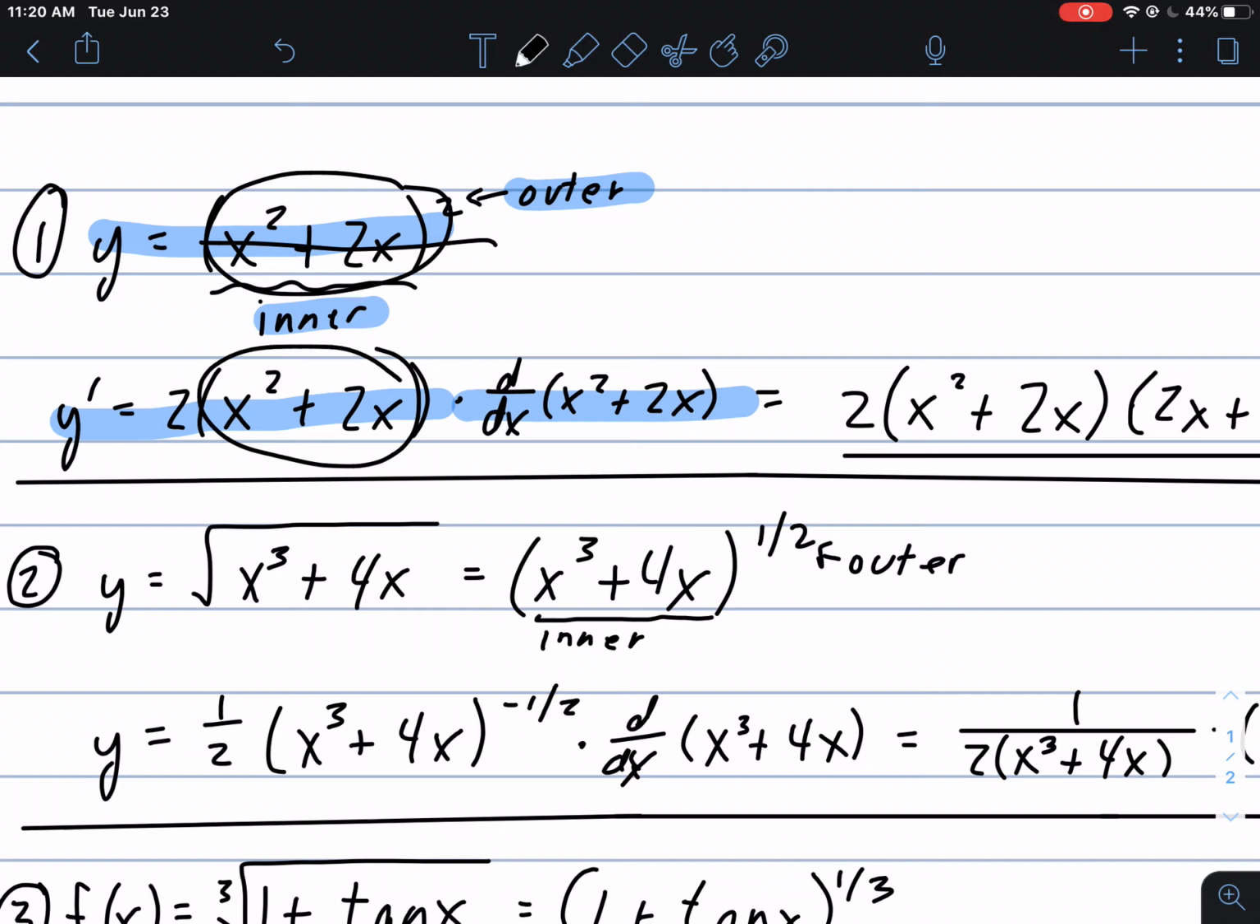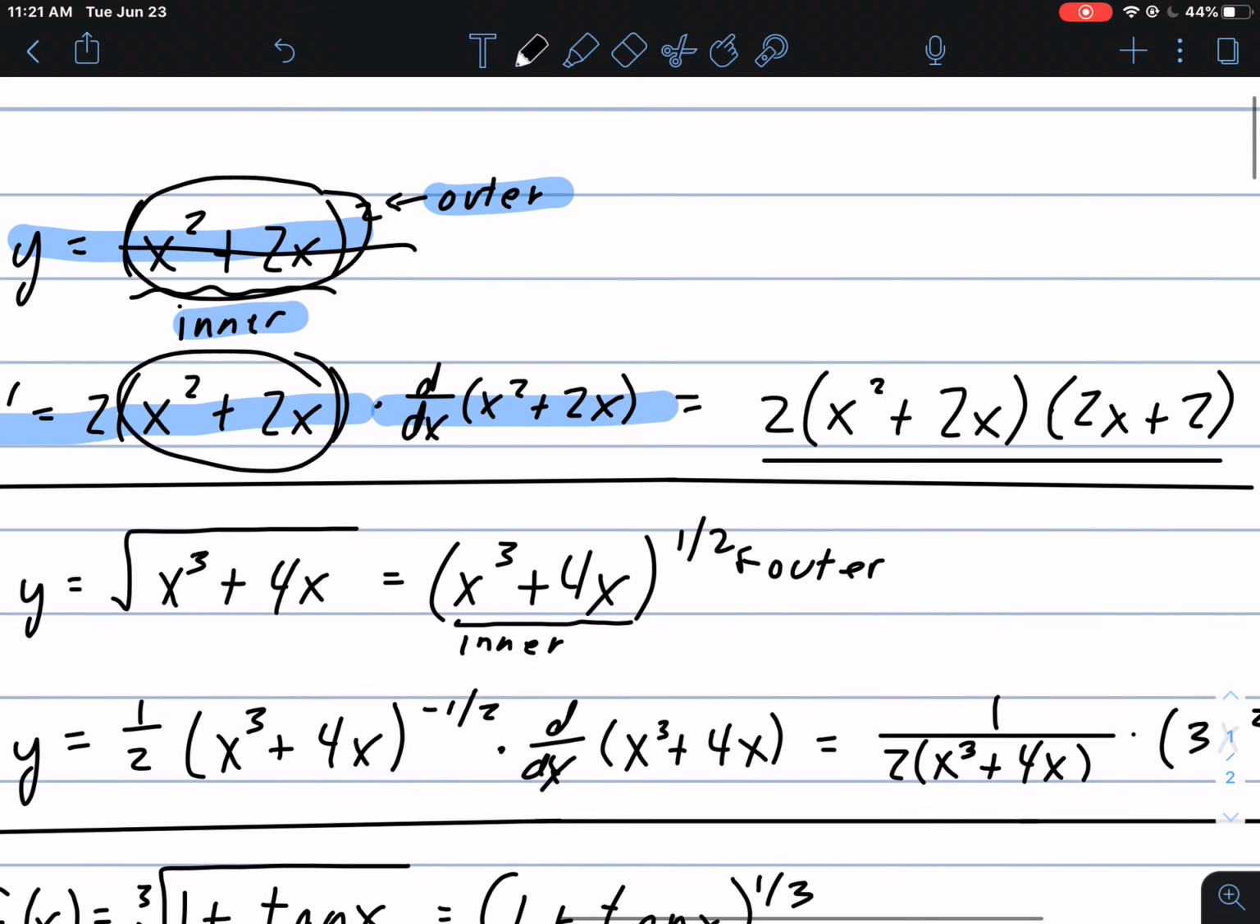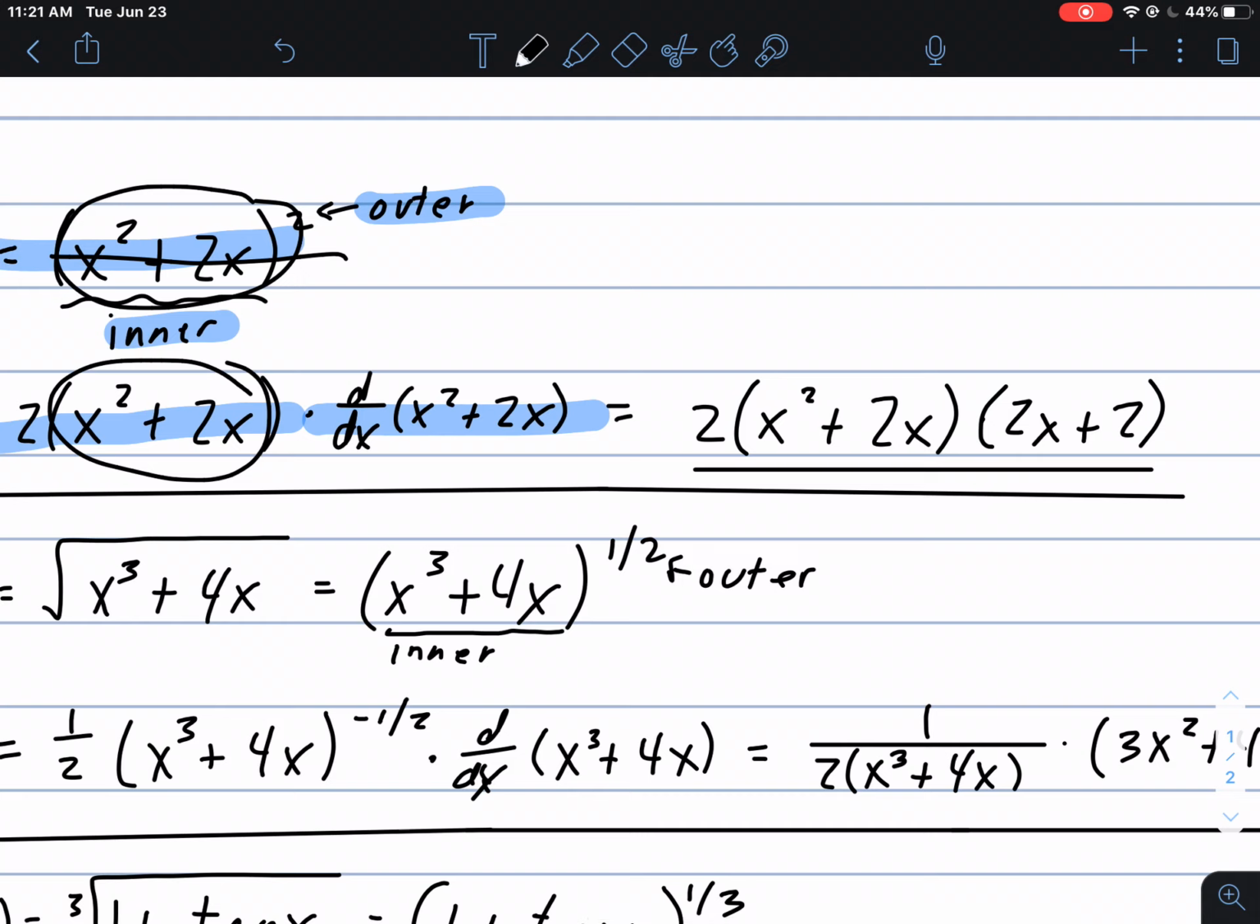2 times the base, and then I decrease the exponent by 1. Then I worry about the base. And I look at the base and say, okay, that's just another power function. So now I differentiate x squared plus 2x like we normally would. So I've got 2 times x squared plus 2x times that derivative of x squared plus 2x, which is 2x plus 2. And there's our final derivative.